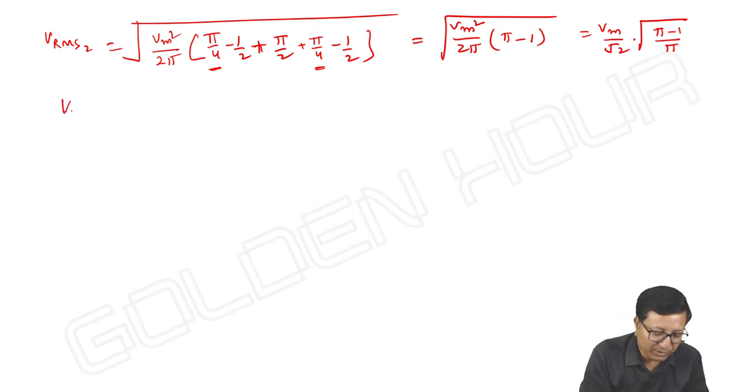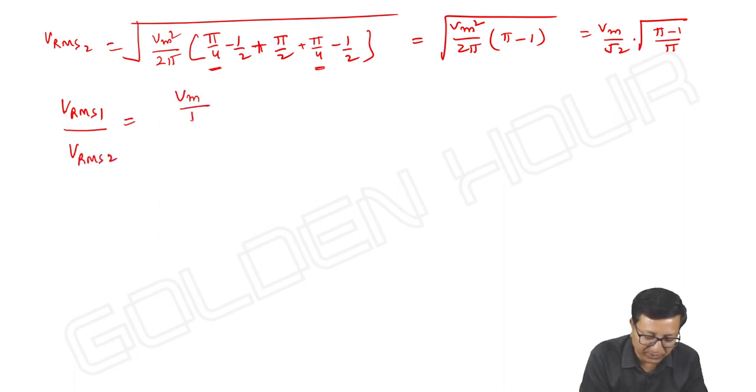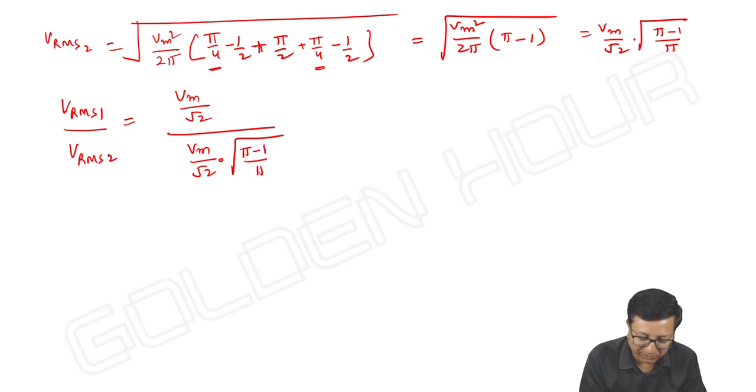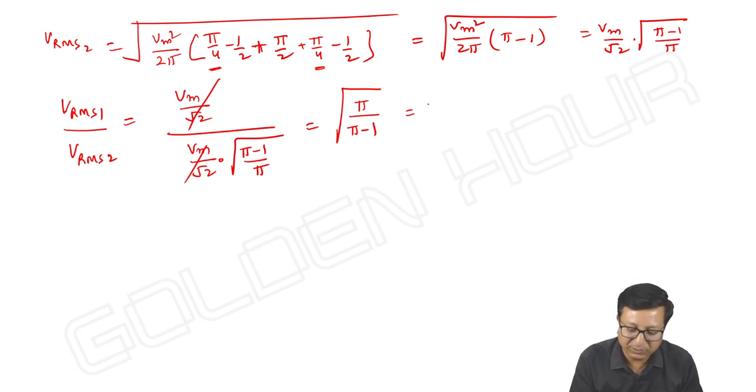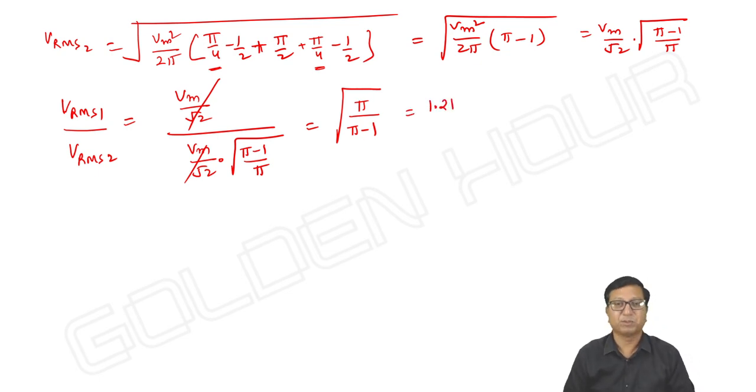Then the ratio of the RMS value of the first case to the RMS value of the second case: the first case is simply Vm by root 2, by the second case Vm by root 2 into square root of pi minus 1 by pi. These two will cancel. It is square root of pi by pi minus 1. If you solve it further, it comes to be 1.21. Its answer coincides with that of the ripple factor of half wave rectifier. Anyway, the final answer is yes.